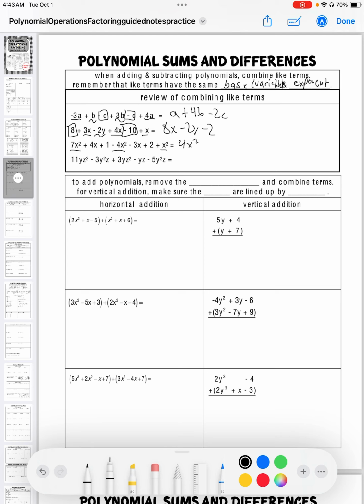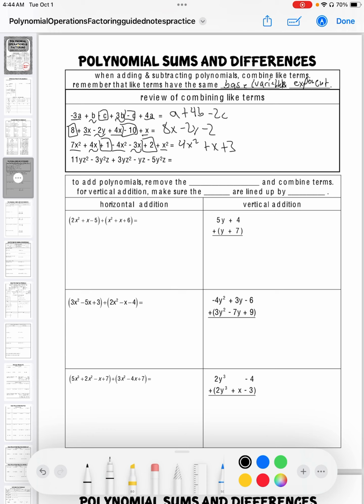Then we want to look at the terms that have just x. So that would be 4x and negative 3x. 4 minus 3 is 1, so that would give me just plus x. And then we have a positive 1 and a positive 2. 1 plus 2 is 3. So it would give me 4x squared plus x plus 3.